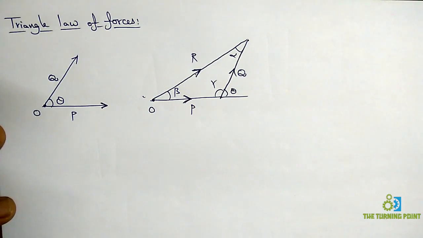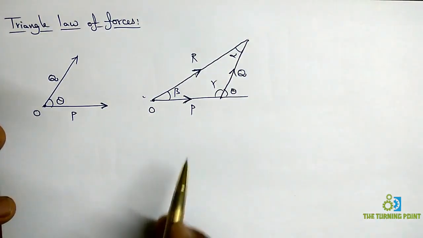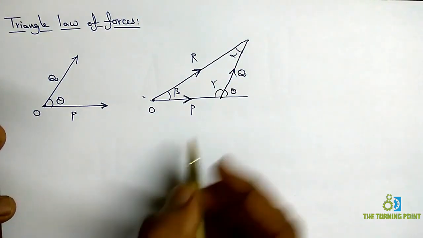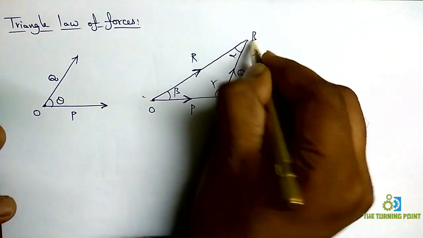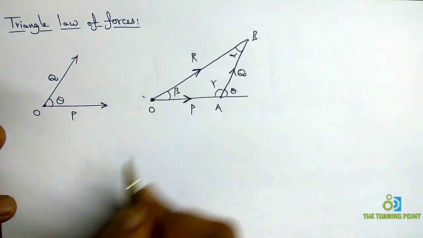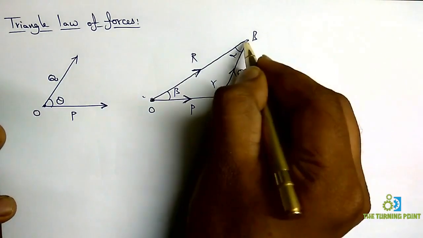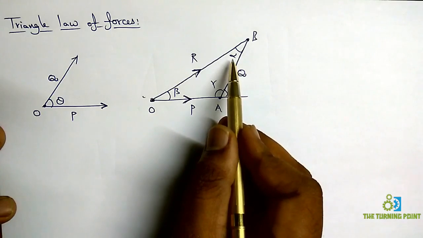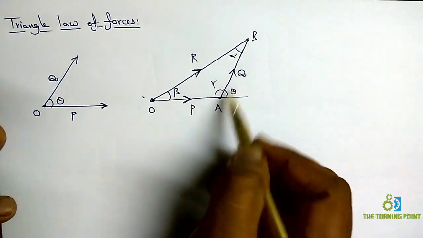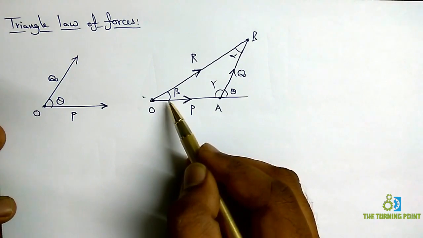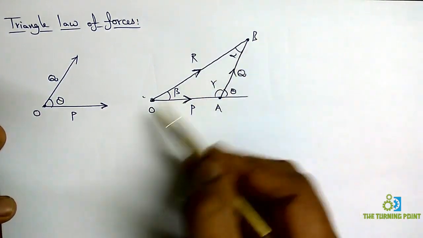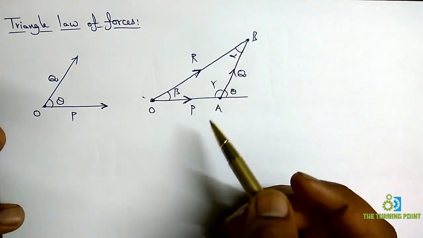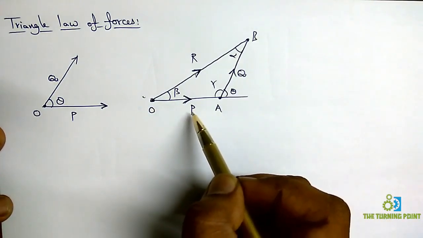When we use the sine rule, this is in the form of a triangle, right? Every side is proportional to the sine of the angle between the other two sides. Suppose the intersection of these two is O, this point is A, and this point is B. Now if you observe here, OA is directly proportional to sine alpha, AB is directly proportional to sine beta, and OB is directly proportional to sine gamma. Every side is proportional to the sine of the angle between the other forces. OA is nothing but P here.